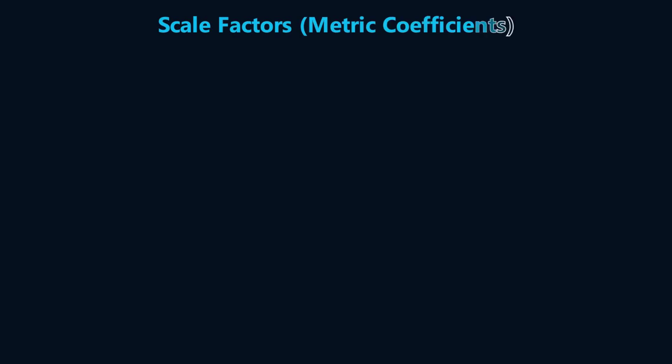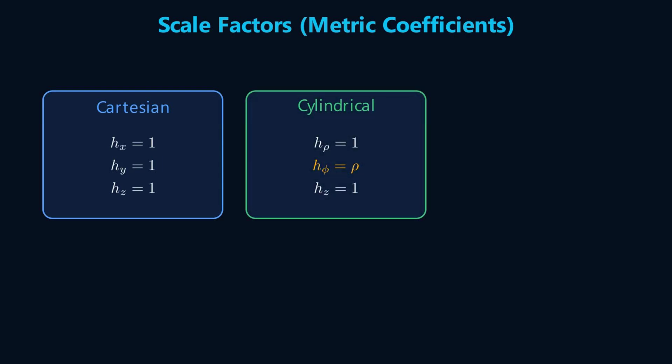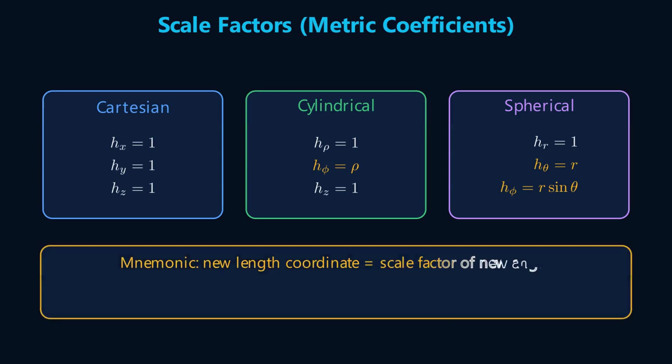Scale factors, or metric coefficients, tell us how much actual distance changes per unit change in a coordinate. In Cartesian coordinates, all three scale factors are 1. hx equals 1, hy equals 1, hz equals 1. This is because x, y, z directly measure distance. In cylindrical coordinates, h rho equals 1 and hz equals 1, but h phi equals rho. In spherical coordinates, hr equals 1, h theta equals r, and h phi equals r sine theta.